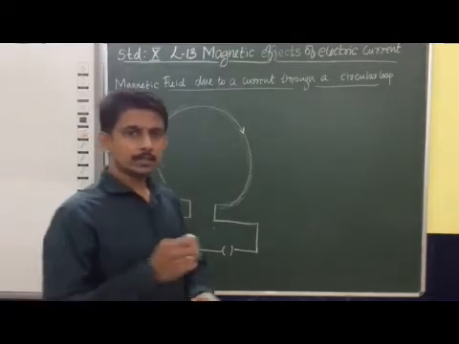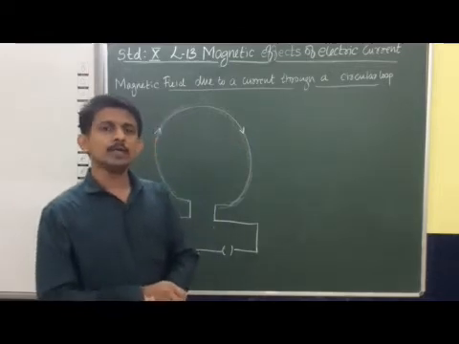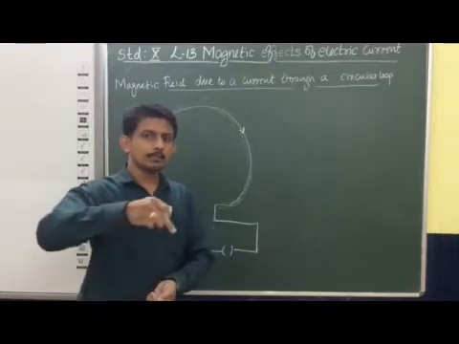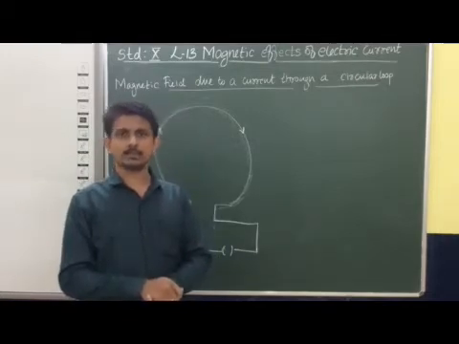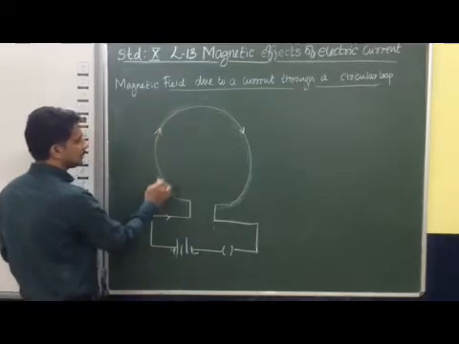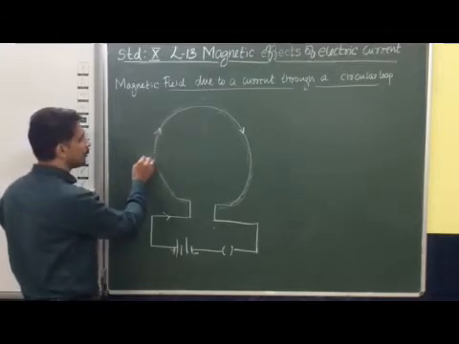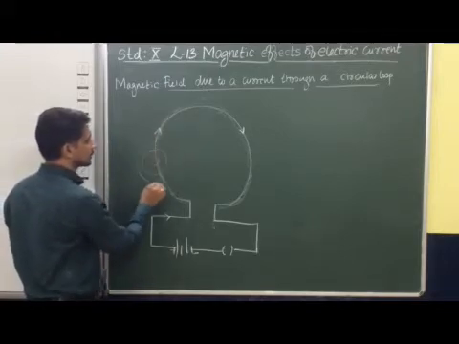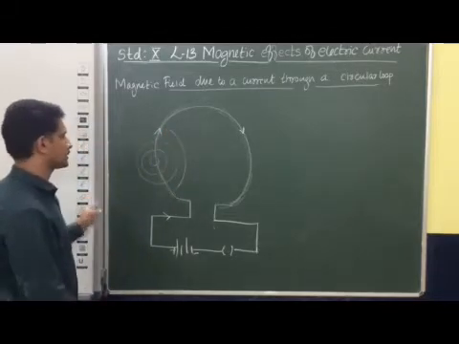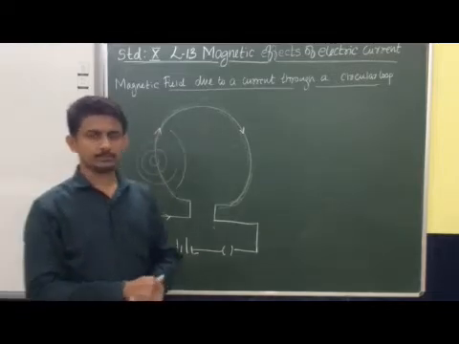We have already seen how the field lines are produced in the case of a long straight wire: they are produced in the form of concentric circles. Similarly, in this case also, a circular loop is a straight wire only. That means the field lines are produced in the form of concentric circles. And you can observe that the current is flowing in the upward direction.